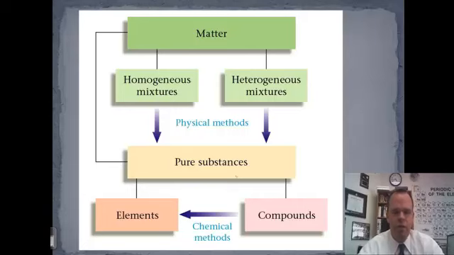You can make a physical change to turn any heterogeneous or homogeneous mixture into a pure substance by separating that mixture. Pure substances come in one of 2 forms, either compounds or elements. Compounds have 2 or more elements bonded together. Elements is a single element by itself. You can do a chemical change to go from a compound to an element.